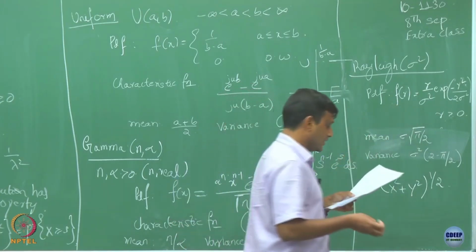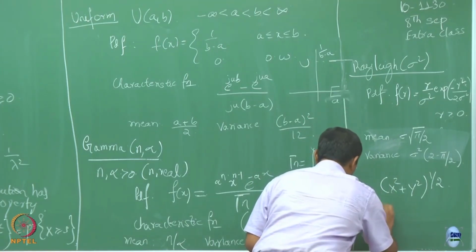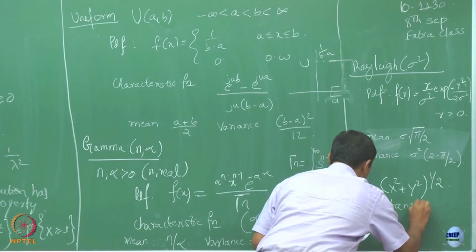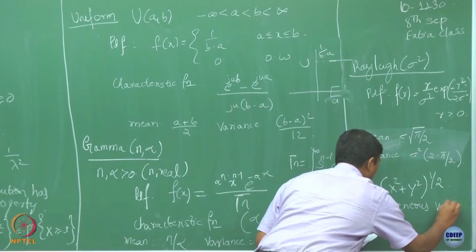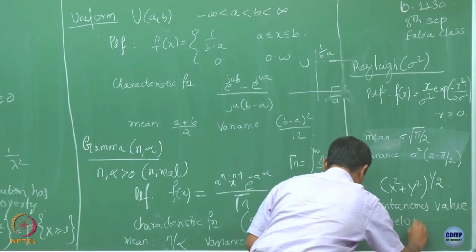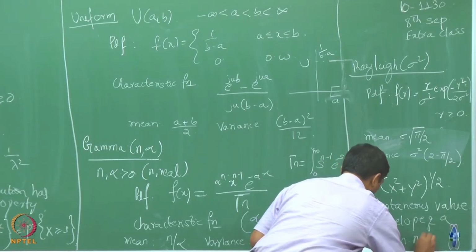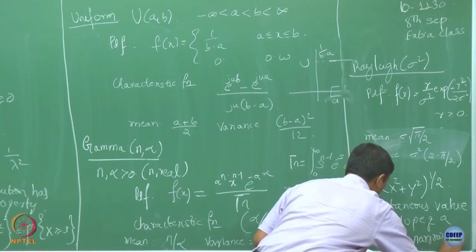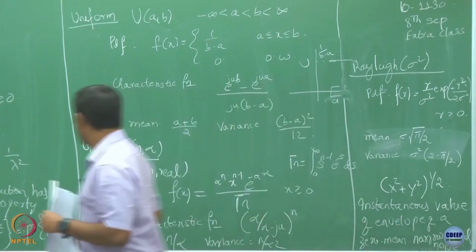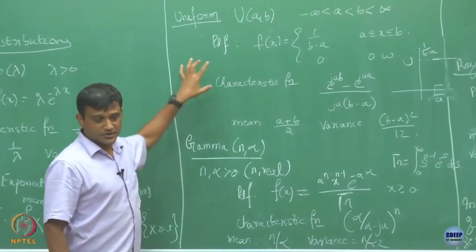Okay, so it can be thought of as the instantaneous value of the envelope of a zero mean narrowband noise. Fine. So, okay, now just quickly coming back to the uniform distribution.